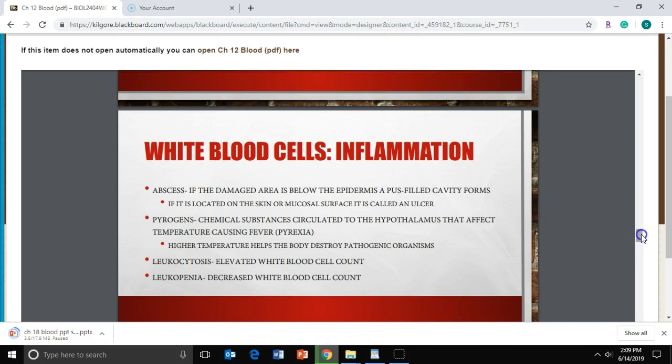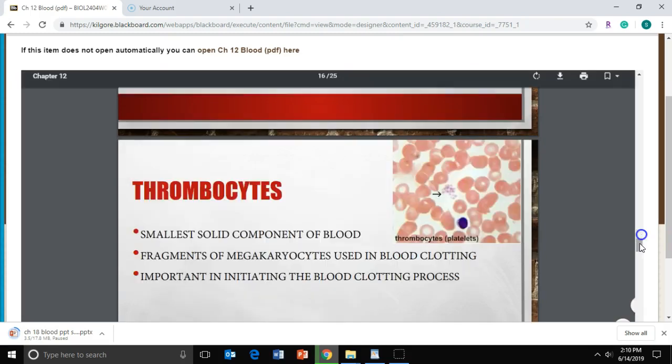Leukocytosis is the term we use for an elevated white blood cell count, for instance, if a person has an infection, and leukopenia, a decreased white blood cell count.